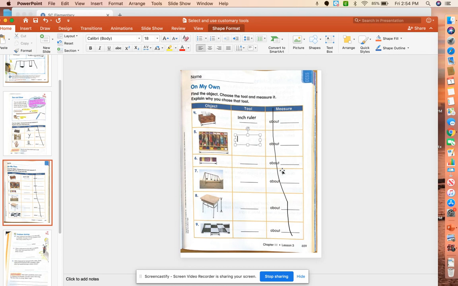Well, you've got a lot of cubbies, so I think I would use a measuring tape. If you wanted to, you probably could use a yardstick, but I think a measuring tape would be easier than a yardstick. All right, let's see what number 6 is.